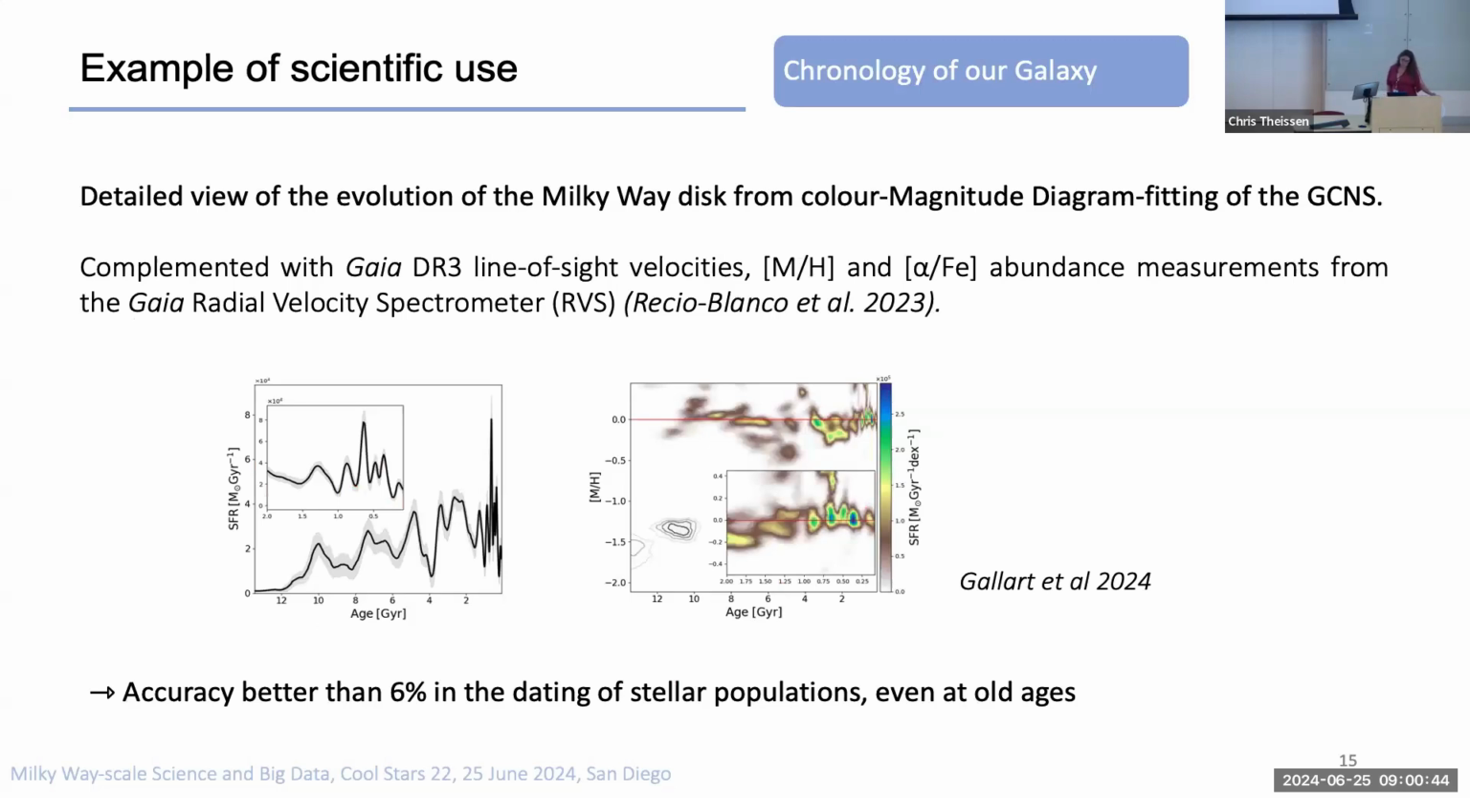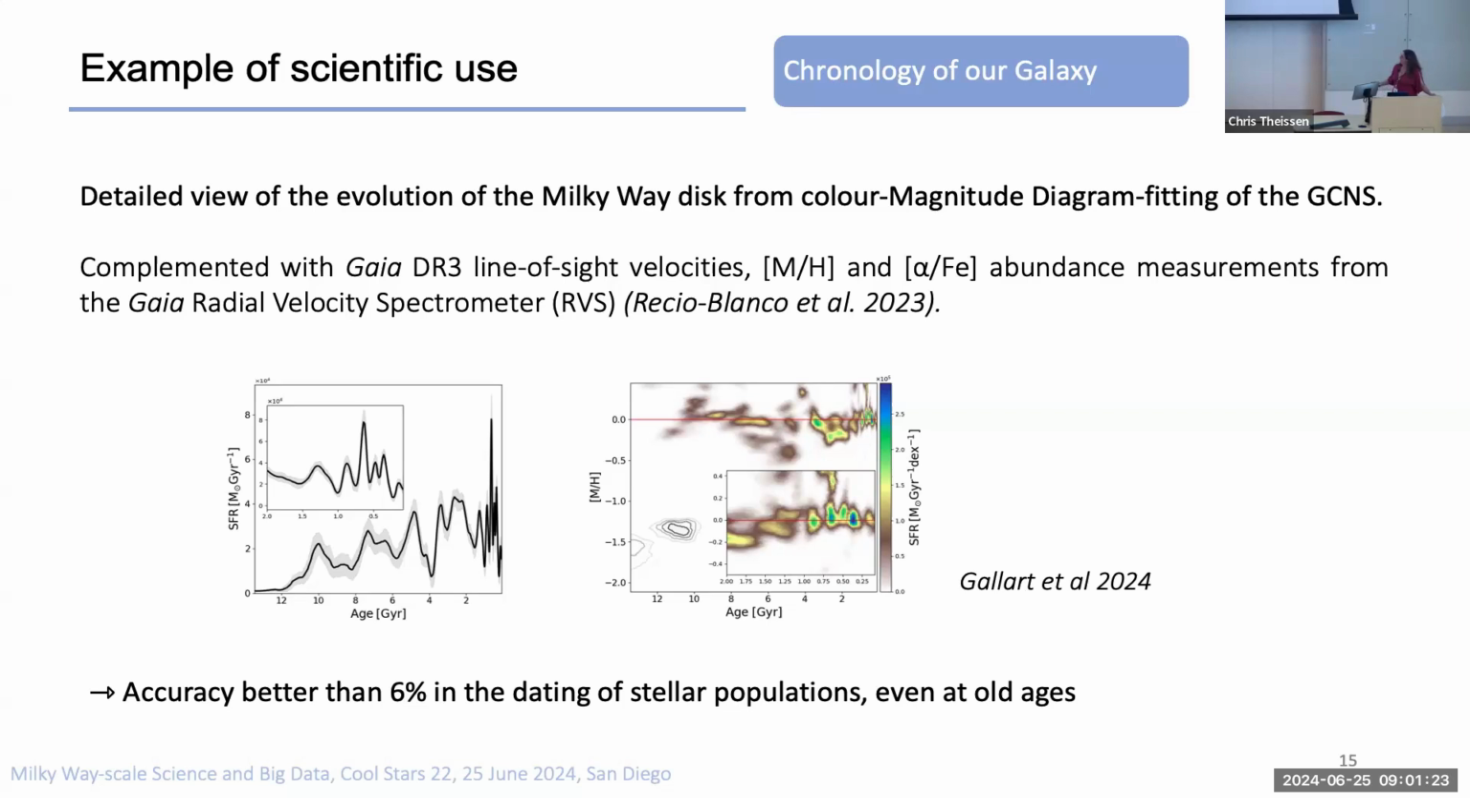Another example of use is in this paper, which makes the chronology of our Milky Way and gives a really detailed view of the evolution of the Milky Way from a color magnitude diagram fitting of the 100 parsec sample. It has been complemented with line of sight velocities, and metallicity and alpha abundance elements from the Gaia spectrometer. And they are able to trace the star formation history of the Milky Way. So if you have 14 gigayears ago here and today here, you see all this starburst going on during the history of the Milky Way.